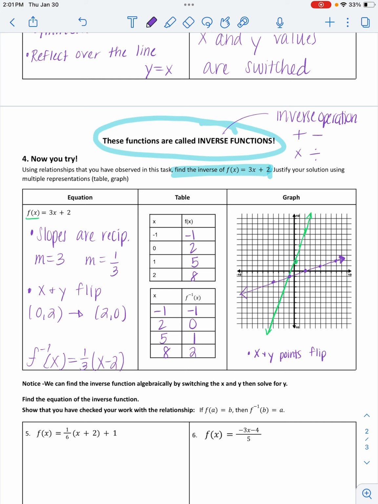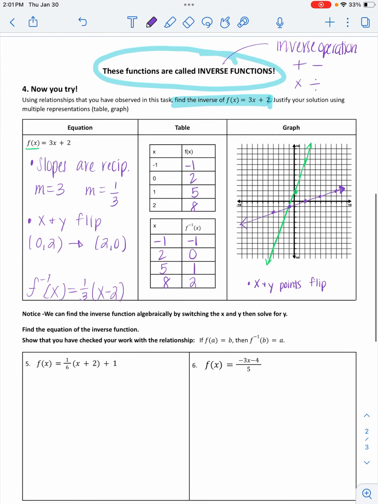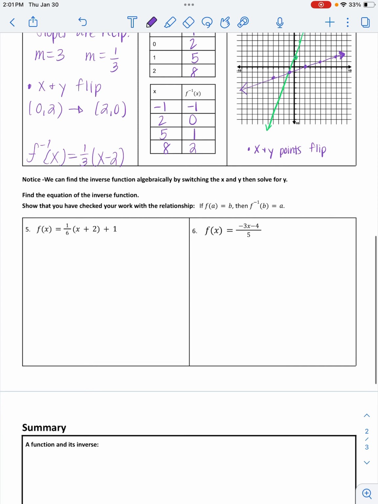Okay, the last thing is you can also find the inverse function algebraically using that idea of inverse operations that we talked about. So all we have to do is switch the x and y of the original equation, because we know x's and y's flip, but then we have to solve for y. So I'll do the first one, show you in question 5, and then I want you to try question 6. So this f of x is the same thing as saying y. So when I'm trying to find the inverse, I know my x's and y's flip, so I'm literally going to flip them in the equation.